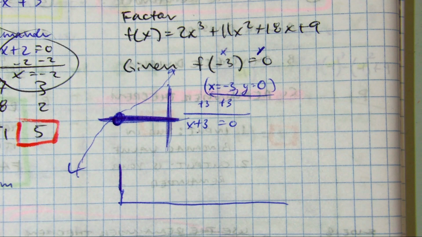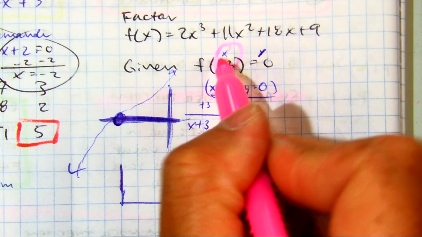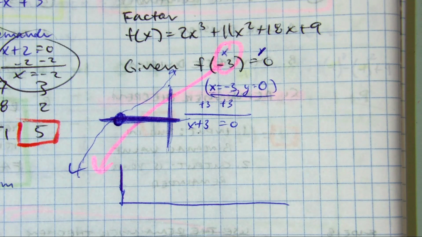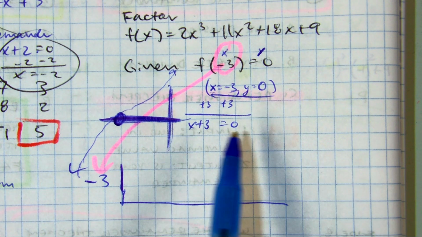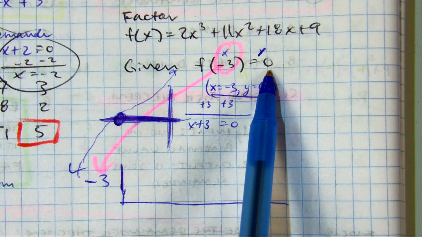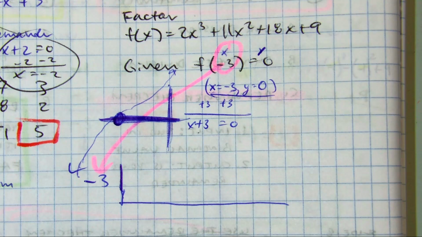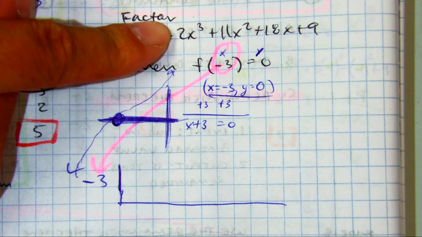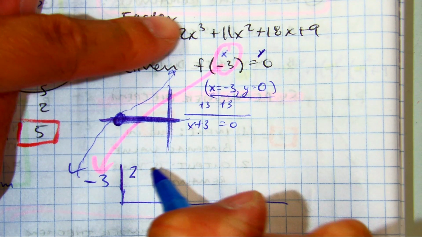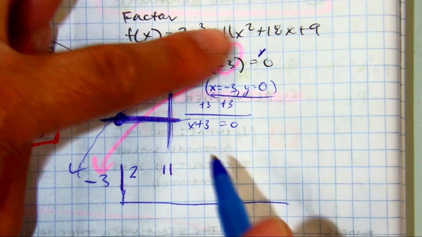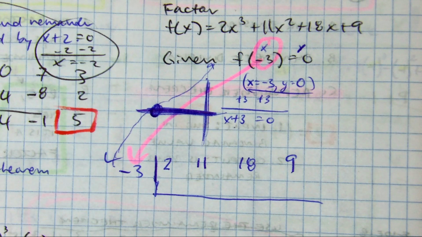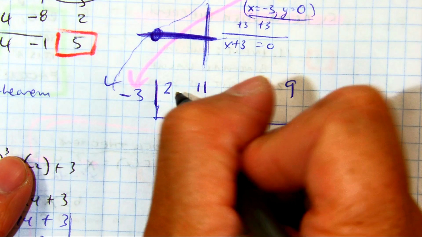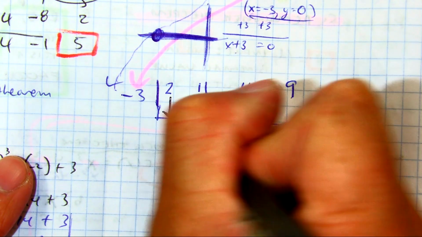Now, we already have the x value. This x value can be put in over here. And I already know that the remainder is going to be what, class? 0. Okay, let's just say you didn't understand that, so let's write our coefficients. So I've got 2, 11, 18, and 9. Let's just do a quick review. Synthetic division, what do you do first? What goes there?